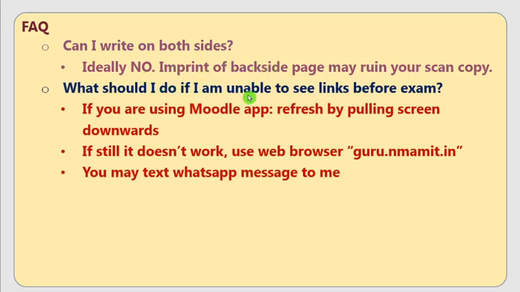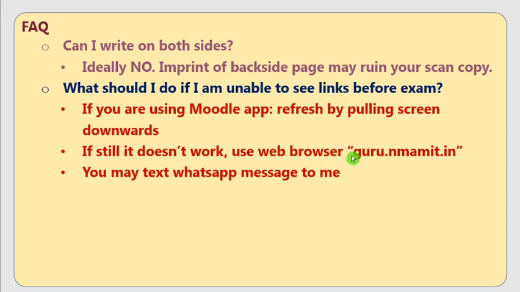What should I do if I am unable to see links before the examination? I'm giving you 3 options here. If you are using the Moodle app, refresh the Moodle app by pulling the screen downwards. This is in the mobile. If it still doesn't work, use the web browser. If you're using a laptop, doesn't matter. When you log into the Guru NMMAIT.in, you will be able to see it. If you're using a mobile, use this in the web browser. Use Google Chrome.